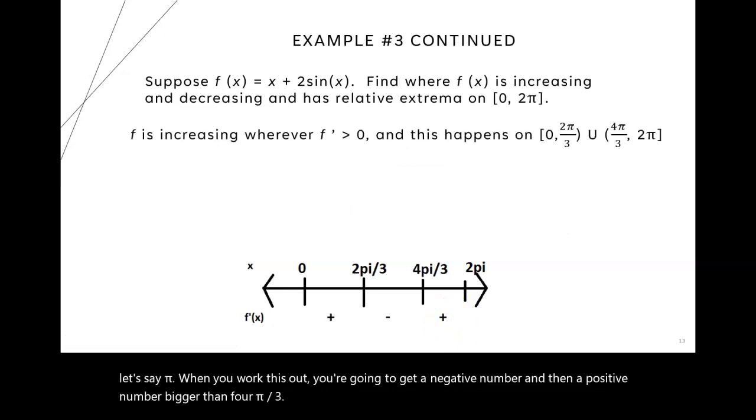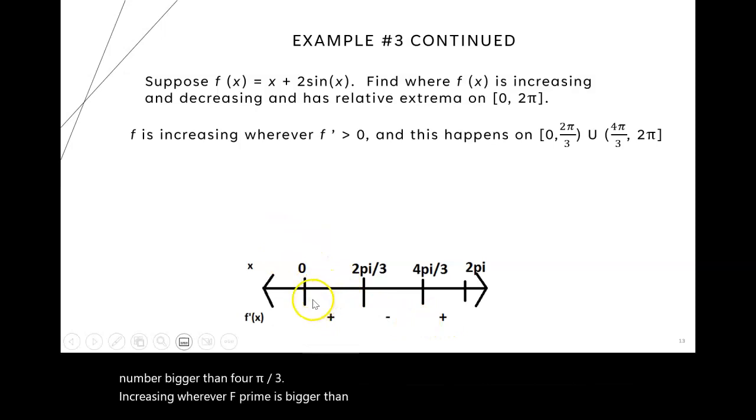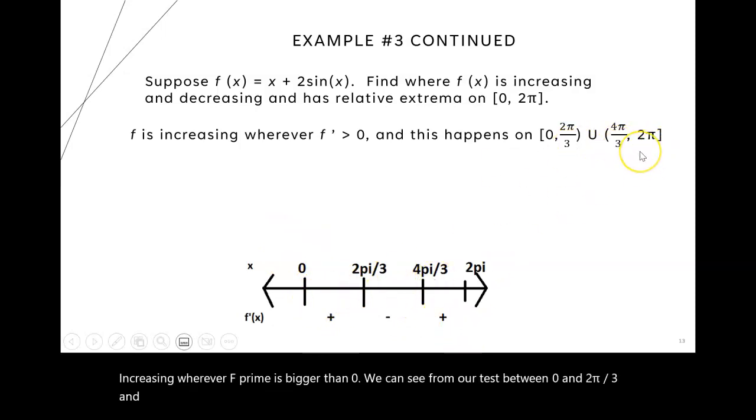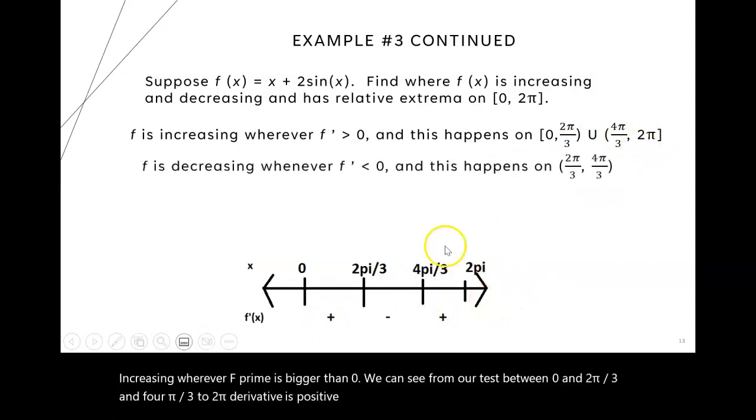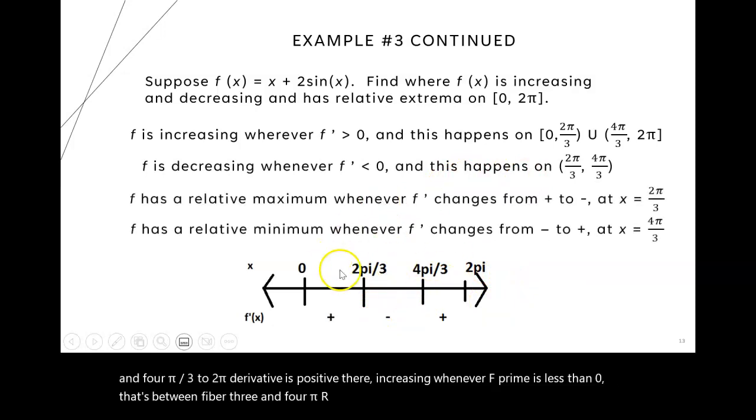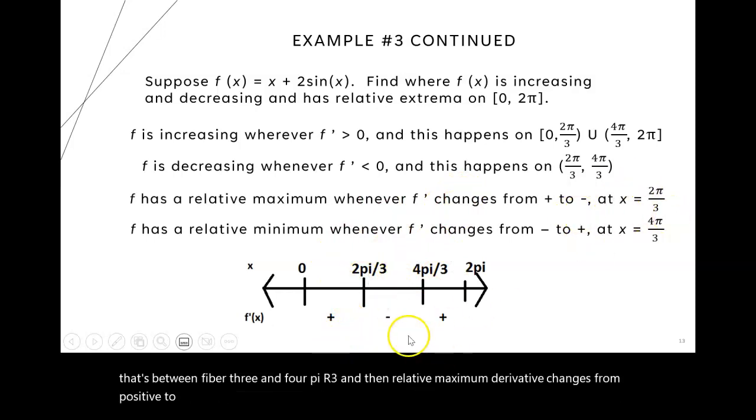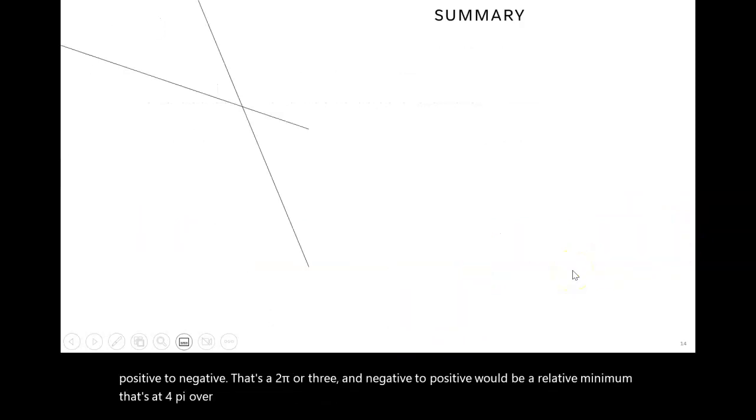Increasing wherever f prime is bigger than 0. We can see from our test, between 0 and 2 pi over 3 and 4 pi over 3 to 2 pi, the derivative is positive there. Decreasing whenever f prime is less than 0, that's between 2 pi over 3 and 4 pi over 3. And then relative maximum, derivative changes from positive to negative, that's at 2 pi over 3. And negative to positive would be a relative minimum, that's at 4 pi over 3.